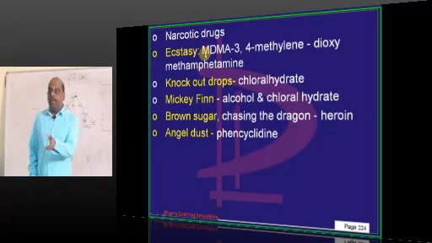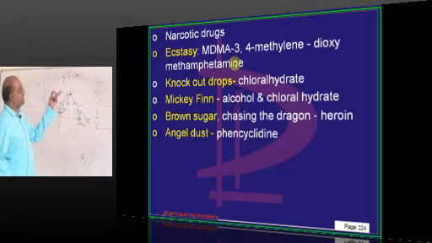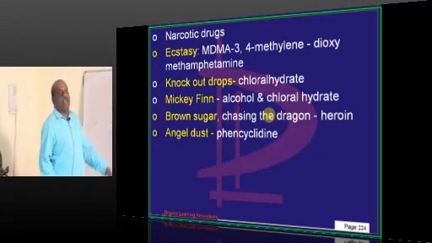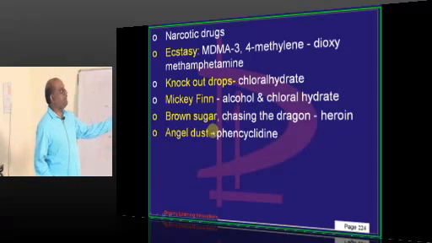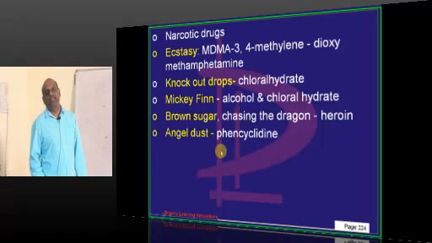Similarly, the other names, favorite names in the American streets. Ecstasy means MDMA. Knockout drops means chloral hydrate. Mickey Finn is alcohol plus chloral hydrate. Brown sugar is heroin. Angel dust is phencyclidine.